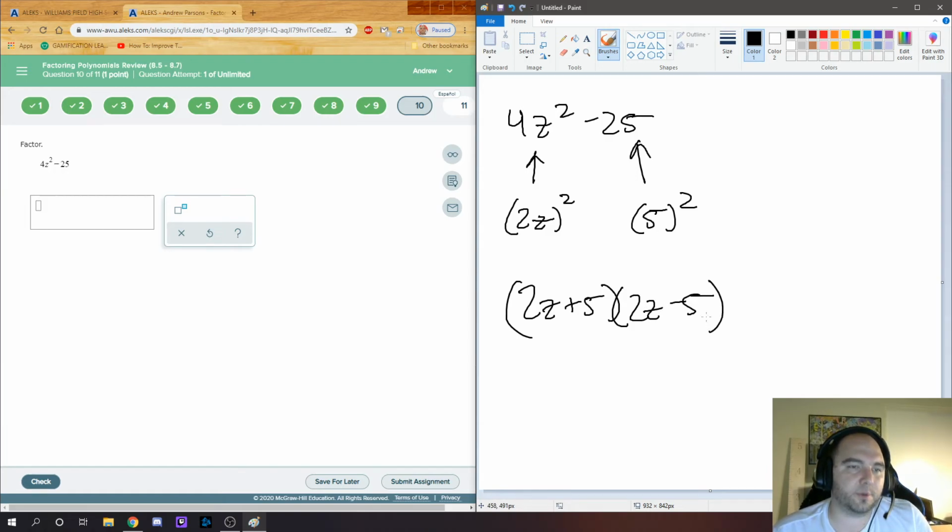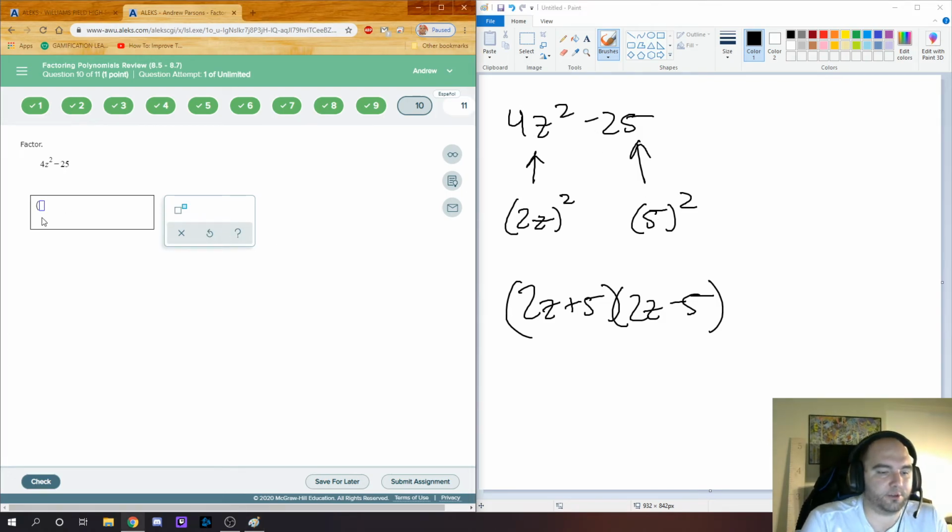I mentioned it was a special case. The special case is this: if you got two terms, you can factor two terms if both of them are something squared. So 2z times 2z, that's something squared. 5 times 5, that's something squared. And then when you write your answer, you write the positive version of that and then the negative version of that.